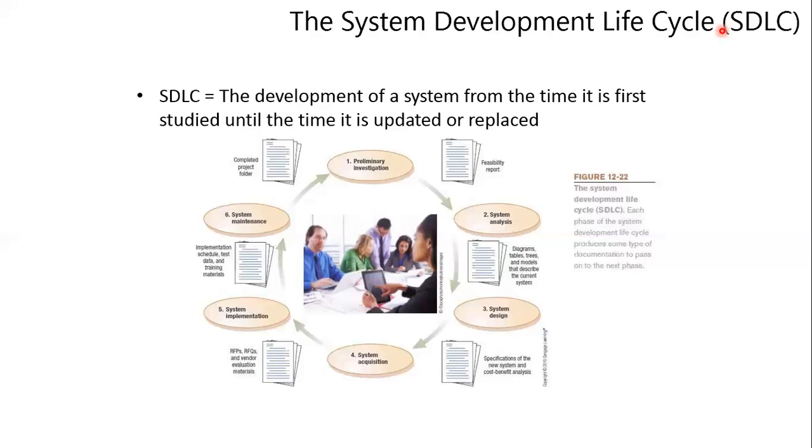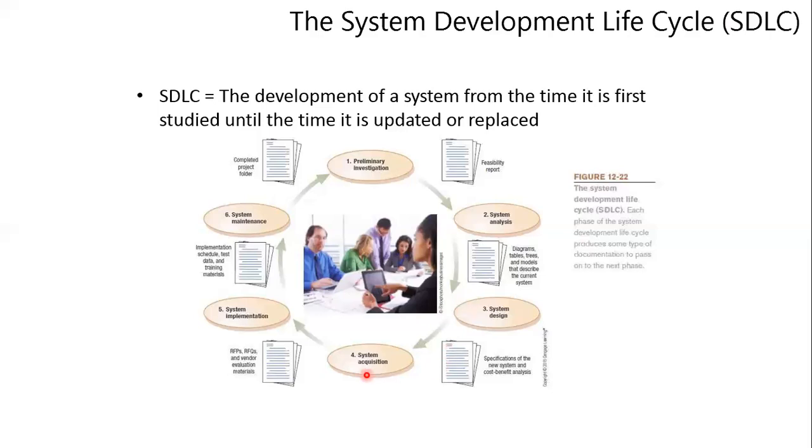This is the waterfall model, in which once you complete the first step, you go on to the next step. It is a sequence of stages in which the output of each stage becomes the input for the next. These stages can be characterized and divided in different ways, including the following: preliminary investigation, system analysis, system design, system acquisition, system implementation, and system maintenance. After every step you get an output, which will be the input for the next step. You can see there are certain outputs of every step.